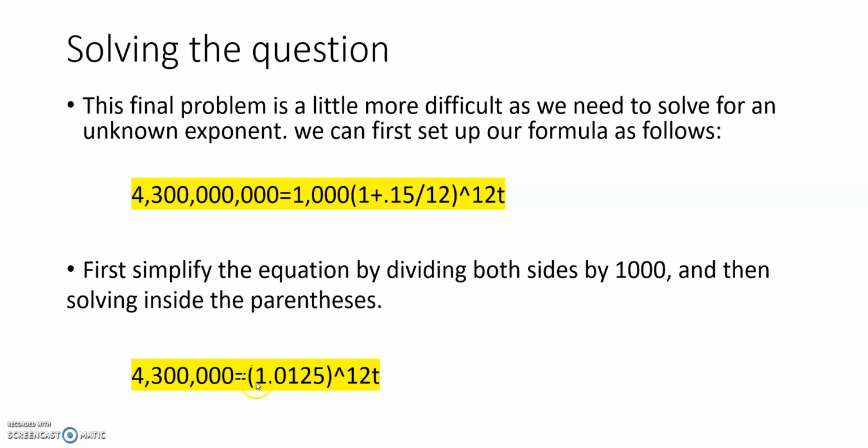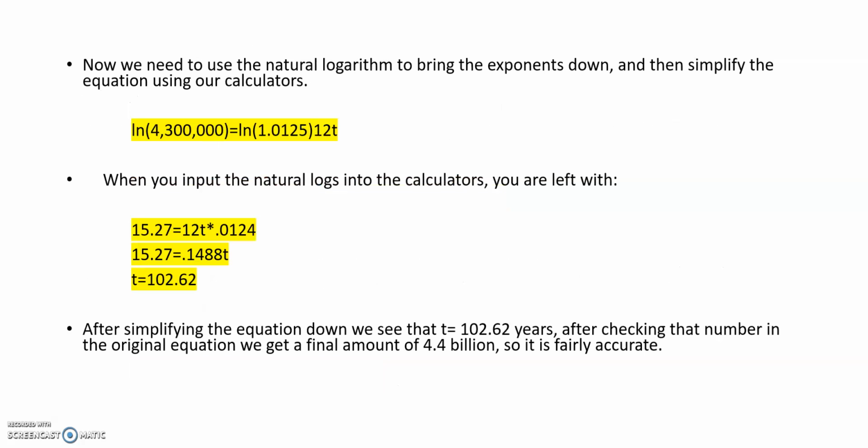4.3 million equals 1.0125 raised to the 12th power times t. So now we need to use the natural logarithm to bring the exponents down and then simplify the equation using our calculators. So it's going to be natural log of 4.3 million equals natural log of 1.0125, bringing the exponents down, times 12t.